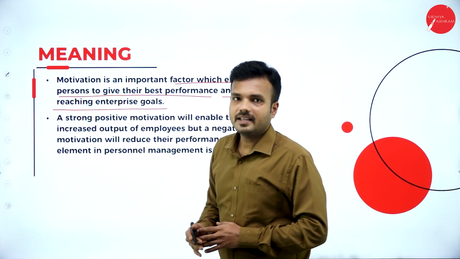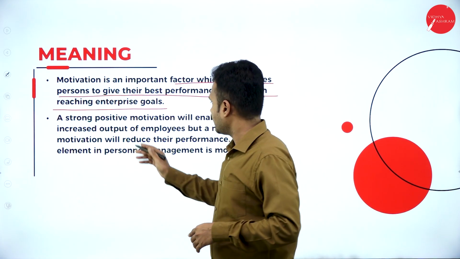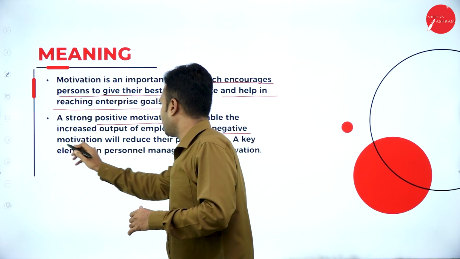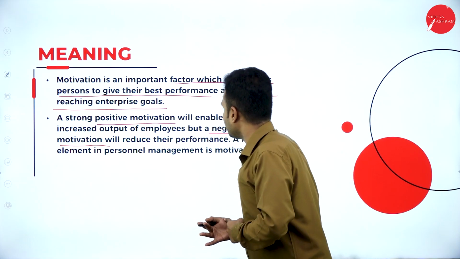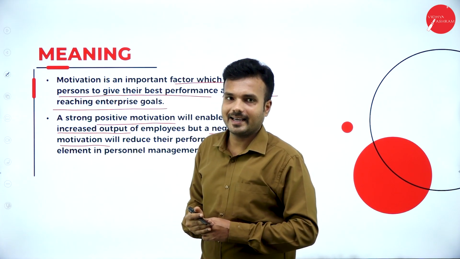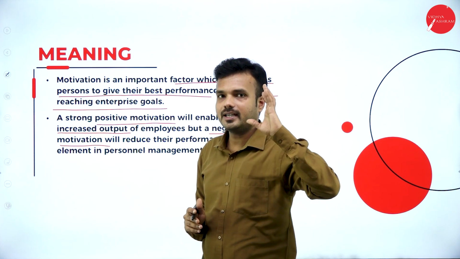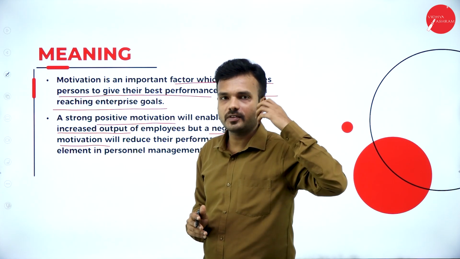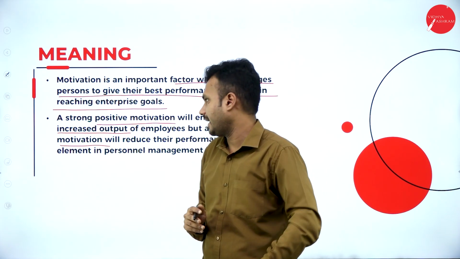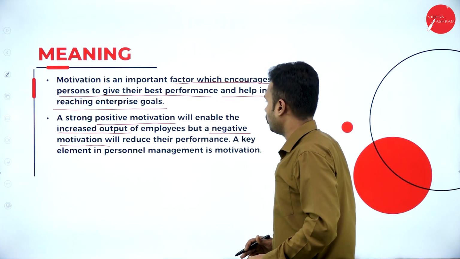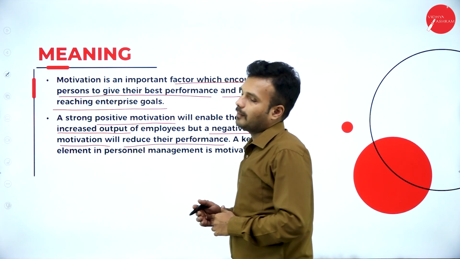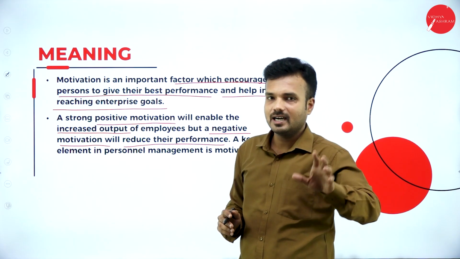Here there are two kinds of motivation. First one is positive motivation. Second one is negative motivation. This positive motivation leads the employee to increase the output of the organization, right? So it is going to explore the output of the individuals, which is the contribution that is given by the employees to the organization. When it comes to negative motivation, this negative motivation is going to reduce their performance. Whose performance? The employees' performance.